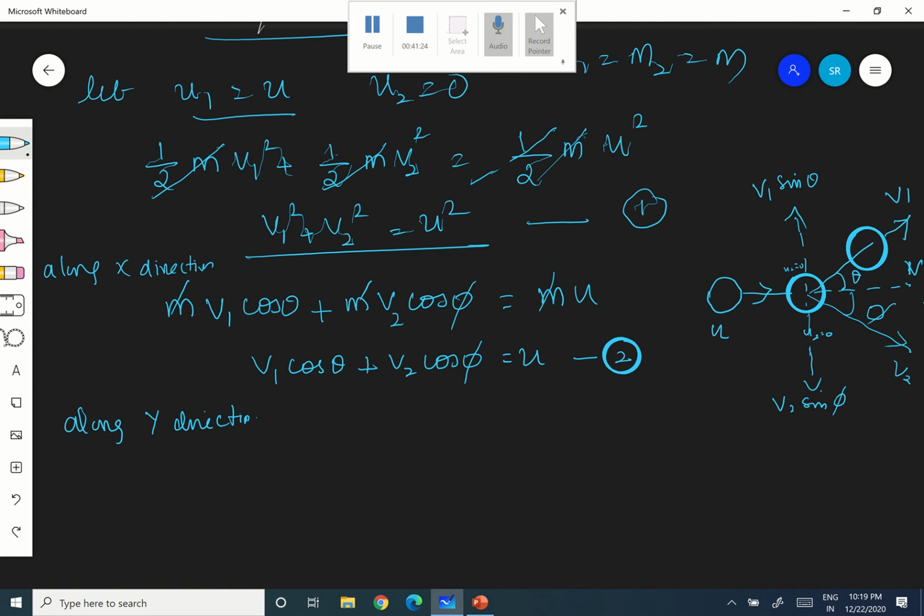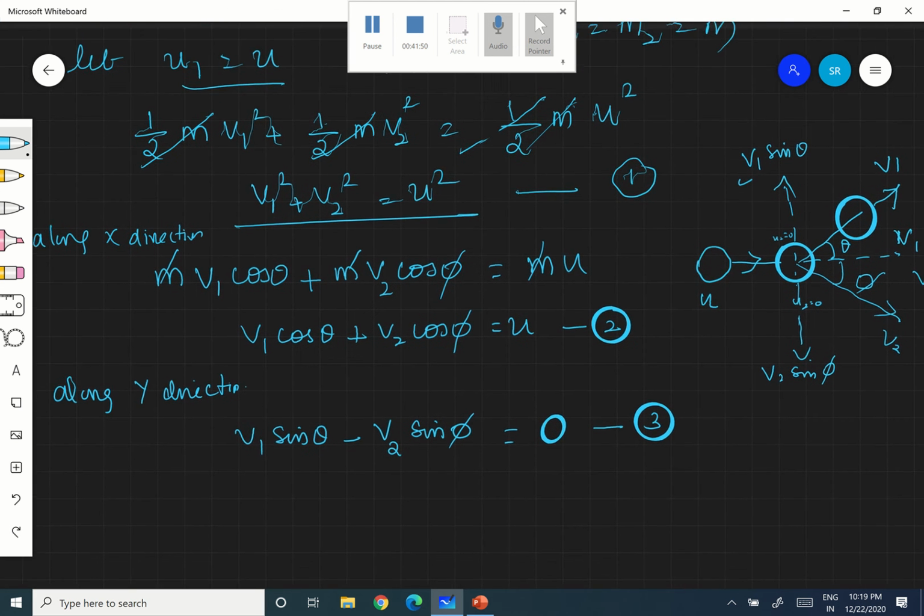Y direction, what is that? v1 sin theta minus v2 sin phi. That is the momentum along y direction after collision. Before collision that should be equal to 0. There is no velocity along y direction. So this is your third equation. Are you following? Therefore, now you see, very simple.